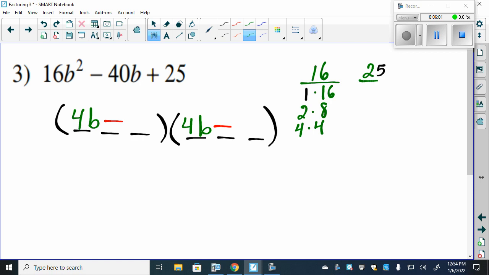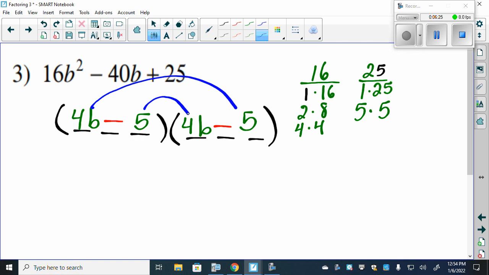Now our third term is 25. So we'd have 1 times 25 and 5 times 5. Most likely we're going to use 5 and 5 because we knew these were going to be special. So most likely they're going to turn out to be the exact same thing, and that actually works out to be the case here. 4b times negative 5 is negative 20b. Negative 5 times 4b is negative 20b, and negative 20b minus 20b is negative 40b, exactly what we wanted.